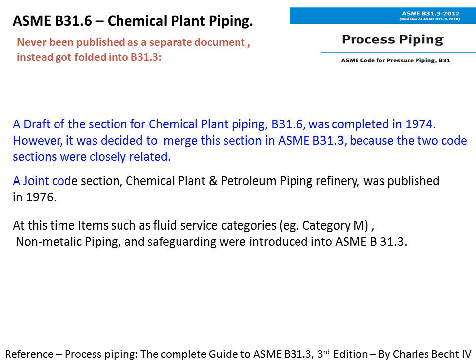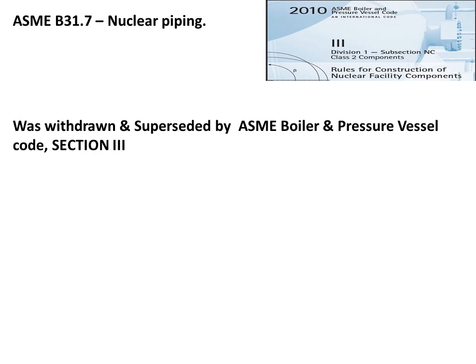A joint code, Chemical Plant and Petroleum Refinery Piping, was published in 1976. So it was a joint code. Earlier B31.3 was already there, and this section got included within it, and thus a joint code, Chemical Plant and Petroleum Refinery Piping, was published in 1976. At this time, items such as fluid service categories, for example Category M, non-metallic piping, and safeguarding were also introduced.